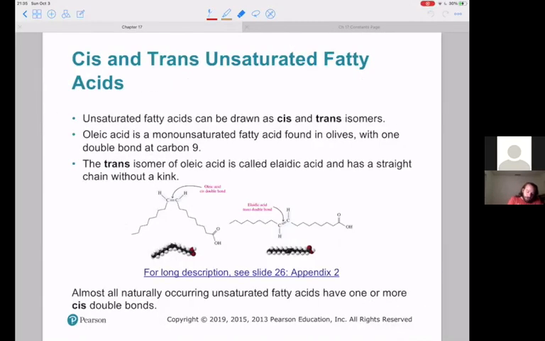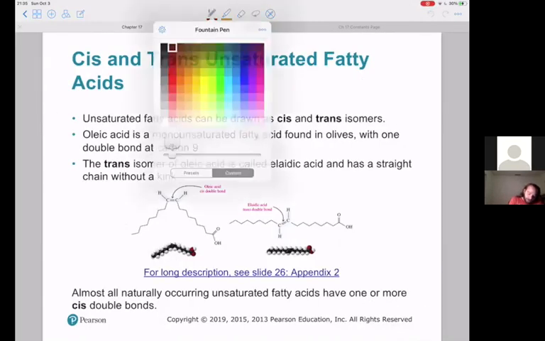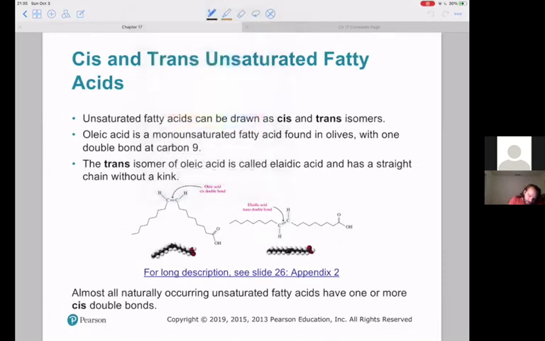All right. Now, if you remember back from when we were talking about double bonds, we can have 2 different stereoisomers, either trans or cis. These have a pretty big effect on the overall shape of a fatty acid, right?